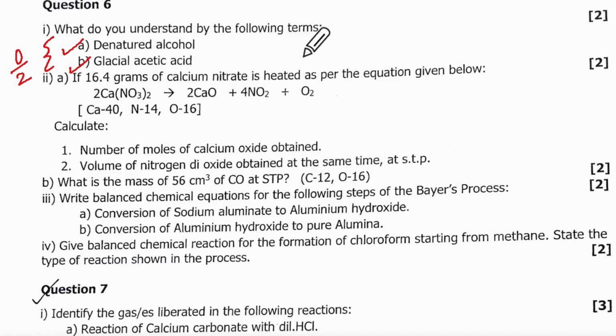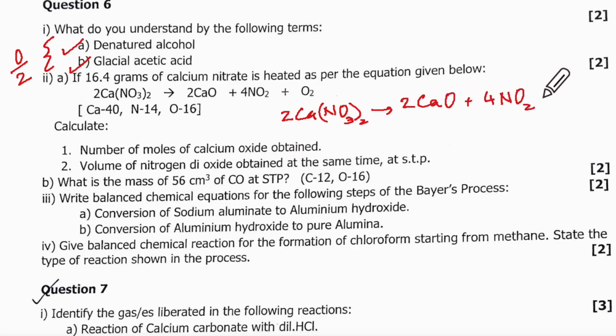This is a chemical equation. So let us write the equation. What is the equation? 2Ca(NO3)2 on heating gives 2CaO plus 4NO2 plus O2. You are writing this fast, okay? And they are telling you 16.4 grams of Ca(NO3)2. Now you have to find the number of moles of calcium oxide. So number of moles. This is the first question, and then the volume of NO2.